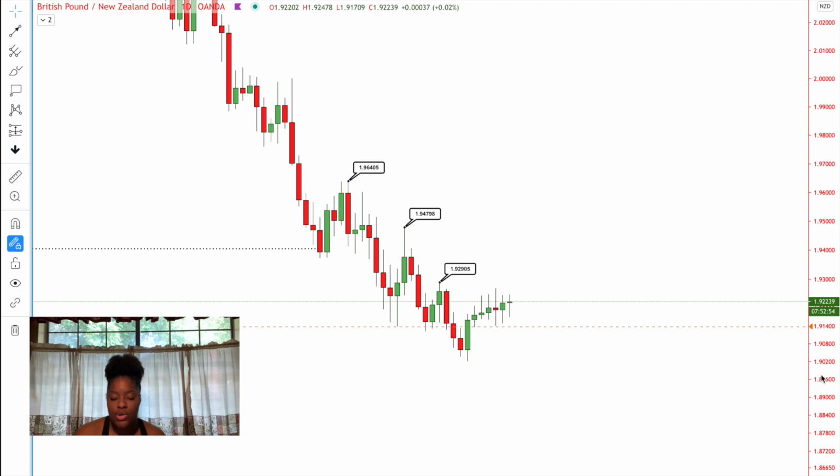You could put yourself in trouble if price continues to stay below 1.929, and you end up buying, your drawdown can really be bad. Okay, especially if it continues to sell off, it can be bad. So as long as price stays below this exchange rate here, we're still looking for trend continuation to the downside.